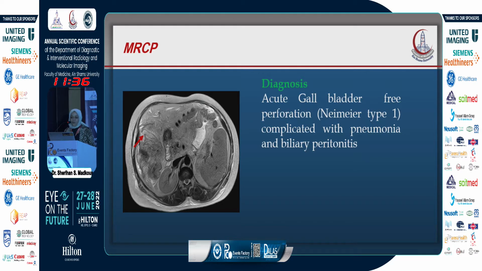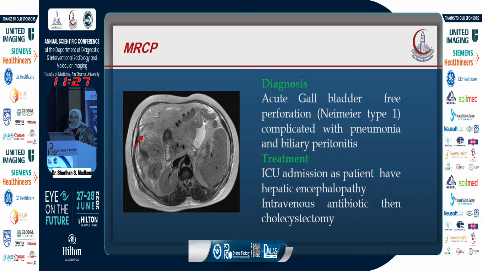Diagnosis: acute gallbladder free perforation, Niemeier type 1, complicated with pneumonia and biliary peritonitis. Treatment: ICU admission if the patient has hepatic encephalopathy, intravenous antibiotics, then cholecystectomy.